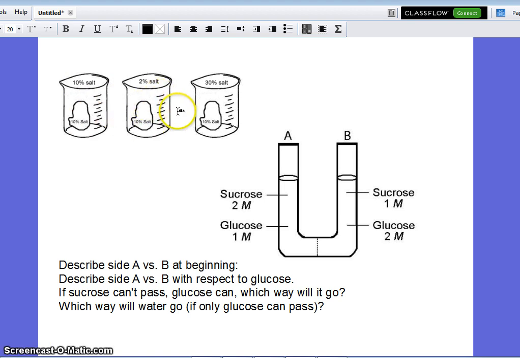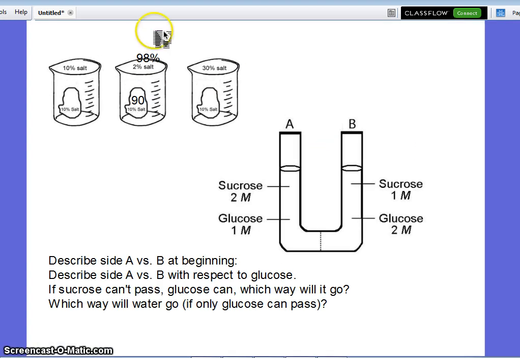In our second situation, we see that we have 10% salt inside, but we only have 2% salt outside. So that basically means that outside we have 98% water, and inside of our cell we have 90% water. Now, remember that water is going to go from where there's more water to where there's less water. And so you can actually look at this and say, okay, that means water is going to go into the cell because there's more water outside than in.